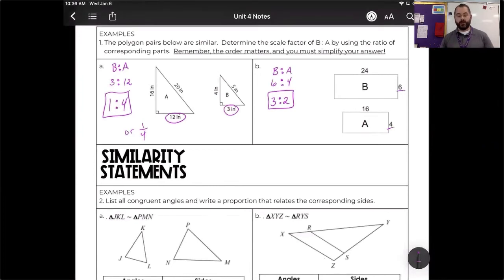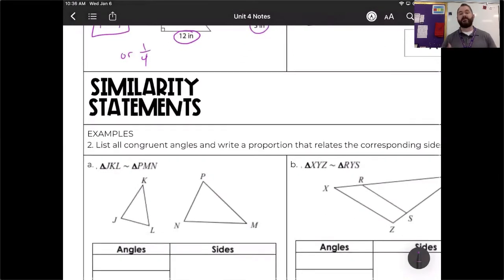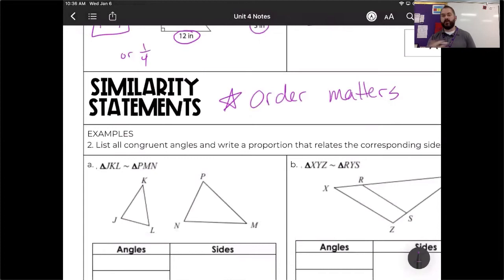Well, now we are going to look at something called similarity statements, which are very much like when we talked about congruence statements. And the key idea here is that order matters, okay? The order of these statements tell you which parts are supposed to go together when the markings and measurements aren't necessarily given, okay?